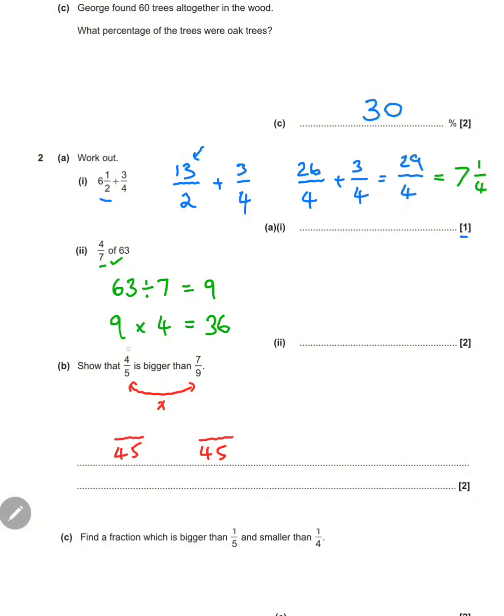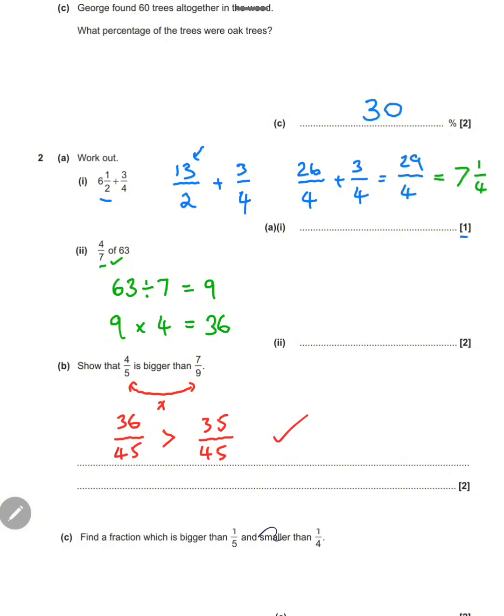I times by 9, so I'm going to times this by 9, and you get 36 45ths. What did I do to the 9? I times by 5, so I'm going to times this by 5, and 7 5s are 35. We've got 36 45ths, 35 45ths. That should be enough to say that this is bigger than that, just showing a common denominator and showing that the 36 is bigger than the 35.